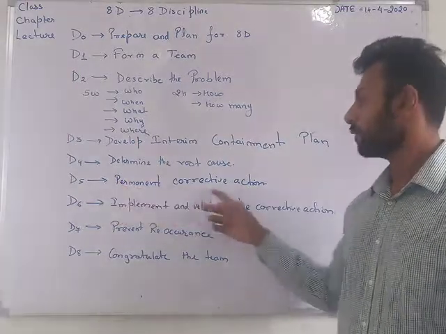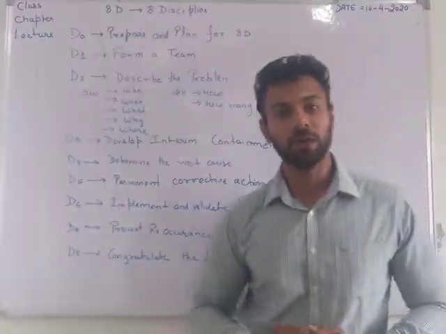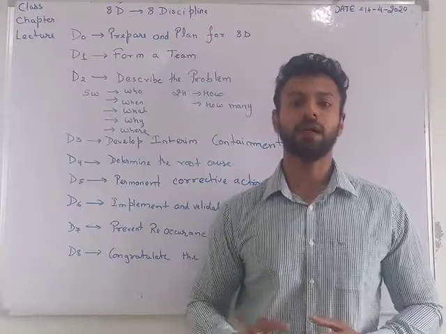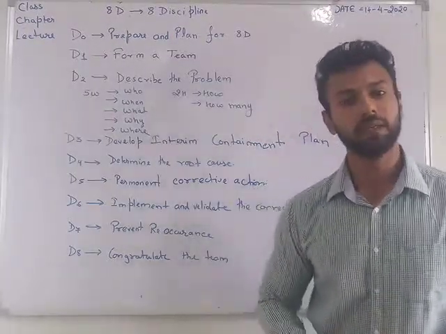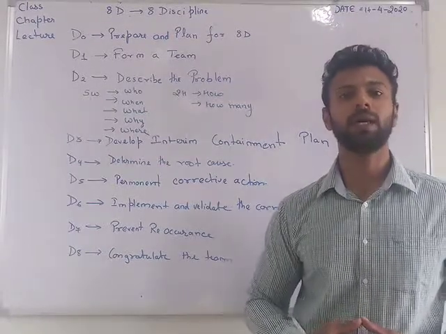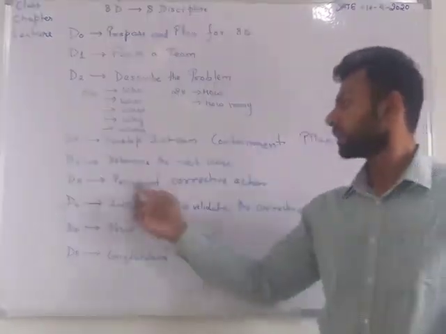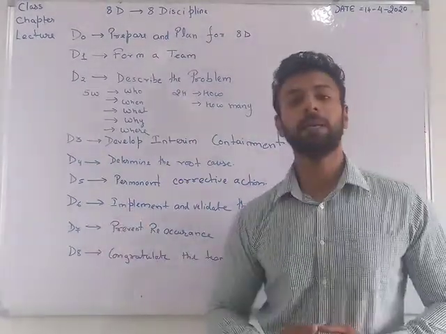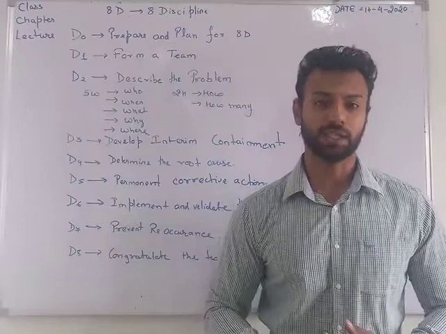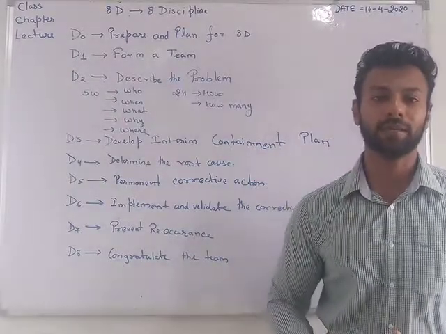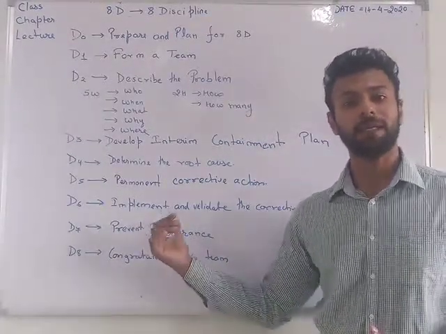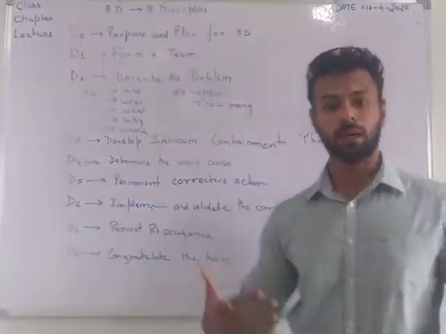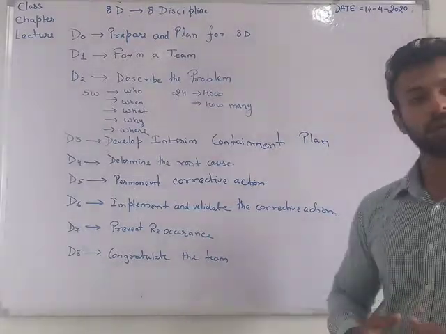After that, we have to give the permanent corrective action for the given causes. We have to take action for the causes which are producing the faults or the problem during the production process. So D5 is permanent corrective action. D6 is the implementation of that corrective action. We have to implement those corrective actions and bring in the habit of following that procedure or the data which is given to us.